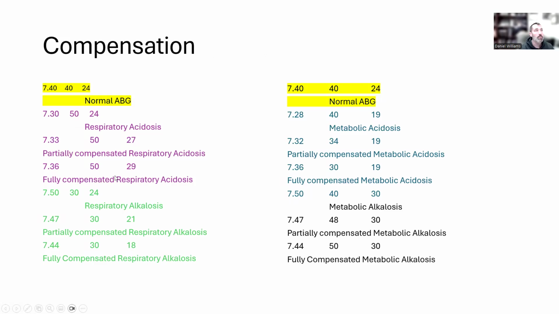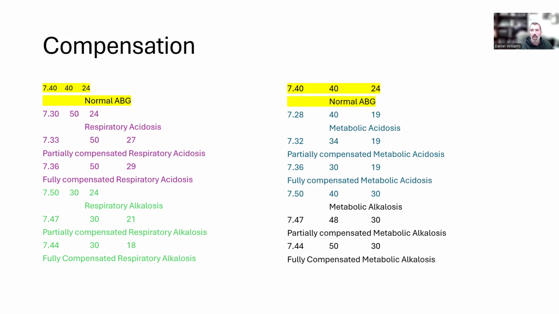Now we take a peek at the next one down. It's 7.36. So like we mentioned, it's 7.36. The CO2 has remained unchanged at 50, and we have yet another change in the bicarb. It's a respiratory acidosis because the high CO2 has put my pH down toward the acidosis. With this one specifically, we're now back within that normal range, but we are on the acidotic side of normal. 7.36 is on the acidotic side of normal.